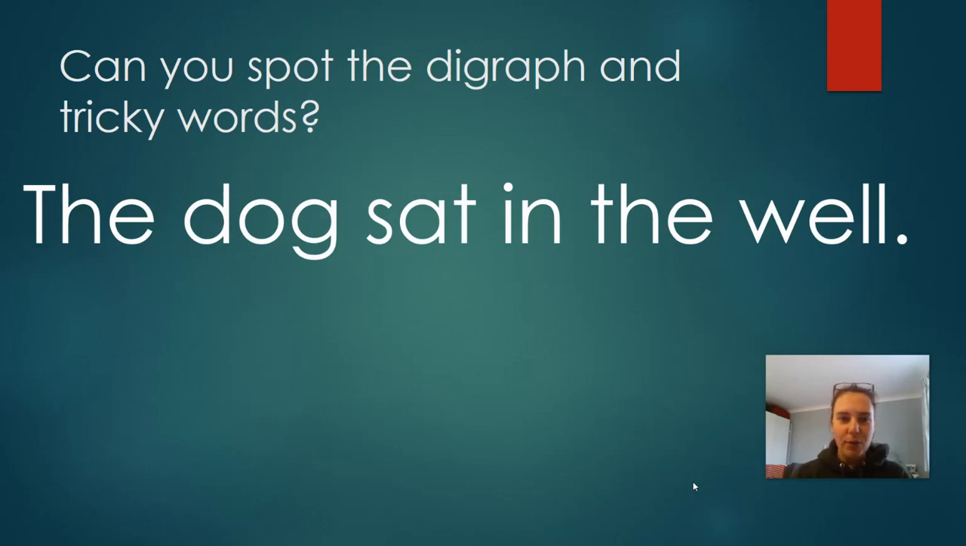Okay, do you think you've managed to spot them? Let's have a look. The first word was a tricky word. It's the. And there's another the. Two tricky words. And now I think there might be one digraph. One digraph. So one sound with two letters together. And it is ooh, a big long ooh, like you're licking that lollipop.